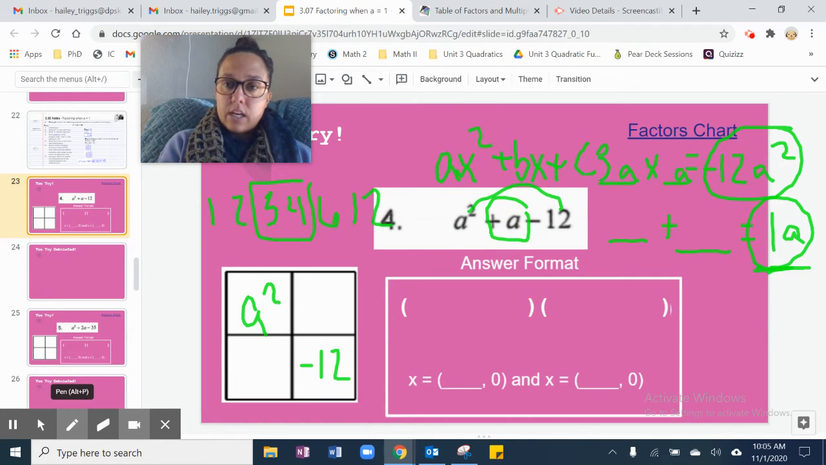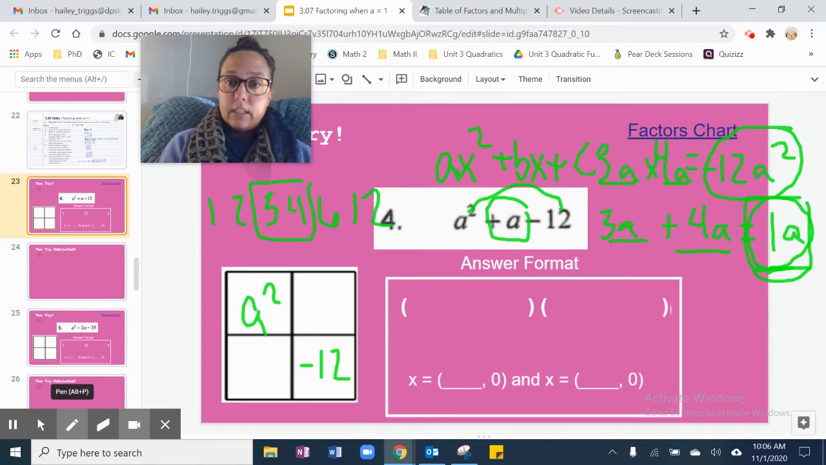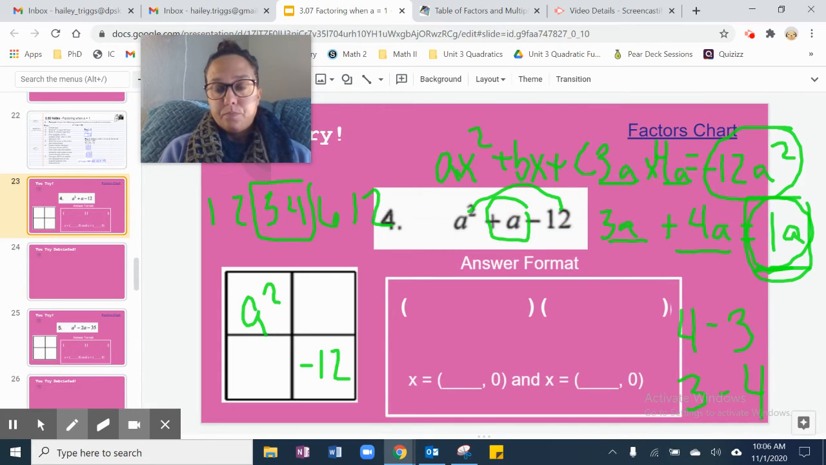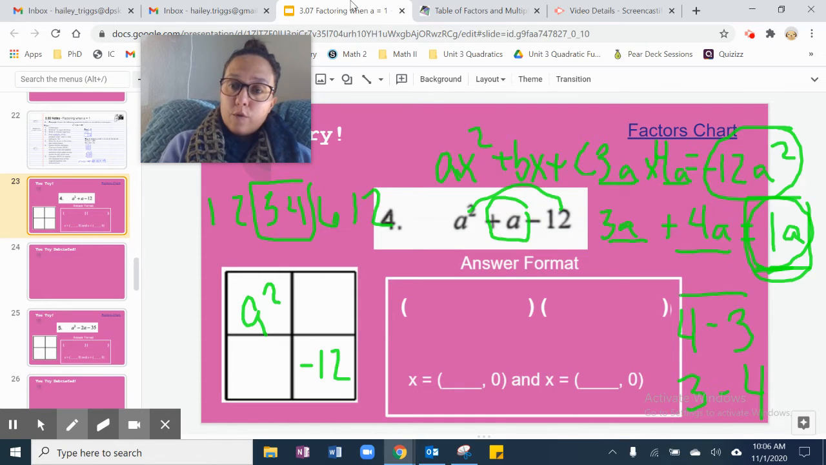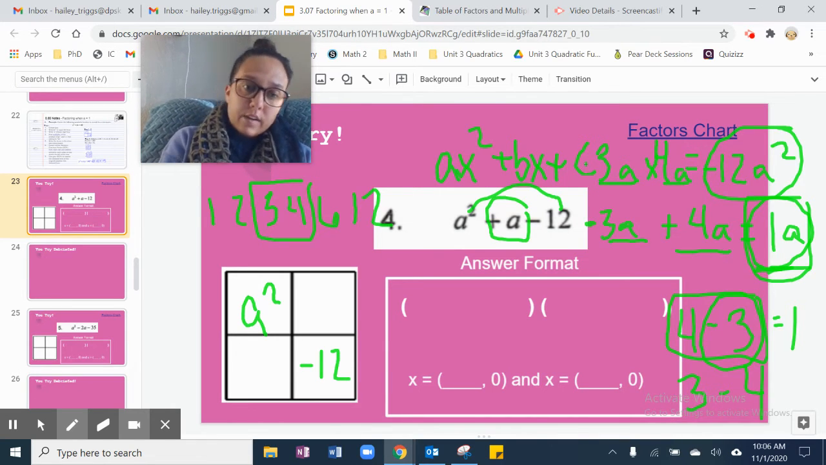So we know that it's 3a times 4a equals negative 12a squared, and 3a plus 4a equals 1a. Well, one of them has to be negative. We have to determine if we want this to be a positive 1a. That means we're going to choose 4 minus 3 or 3 minus 4. Hopefully you chose 4 minus 3. That would give us positive 1. So that means that the 3 is negative. So we'll do that here. So we have negative 3a and we have 4a.